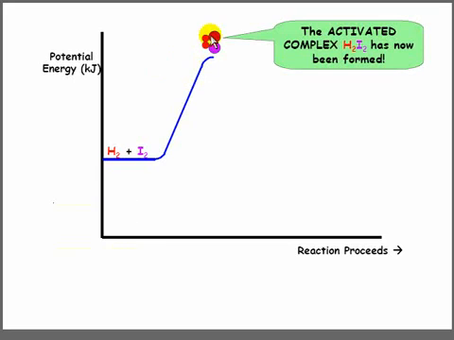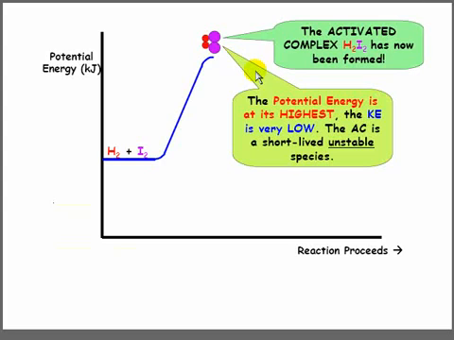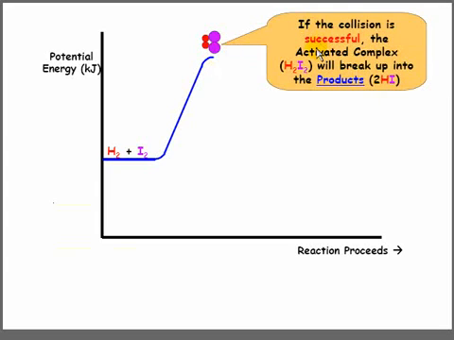Sooner or later they collide with each other. They have now formed the activated complex, H2I2 in this case. The activated complex has very high potential energy, it's at its highest point here, and the kinetic energy is very low. Remember, the activated complex is a short-lived, unstable species. If the collision was successful, the activated complex will break up into the products, which are two molecules of HI.